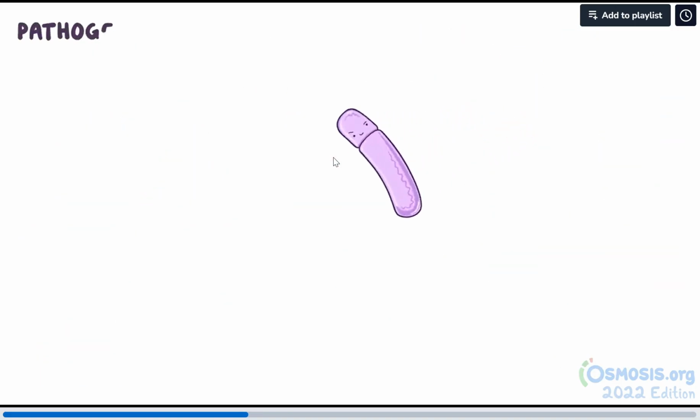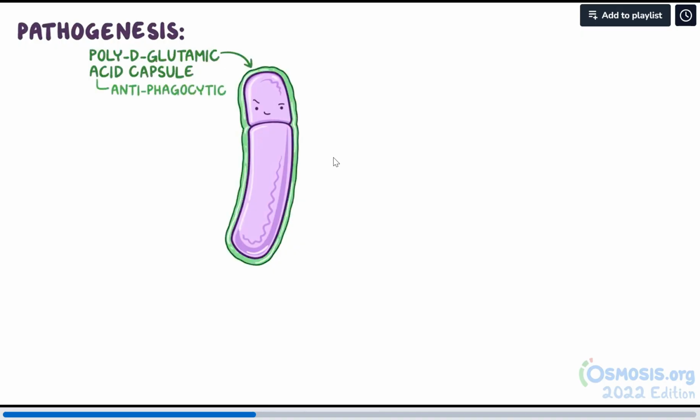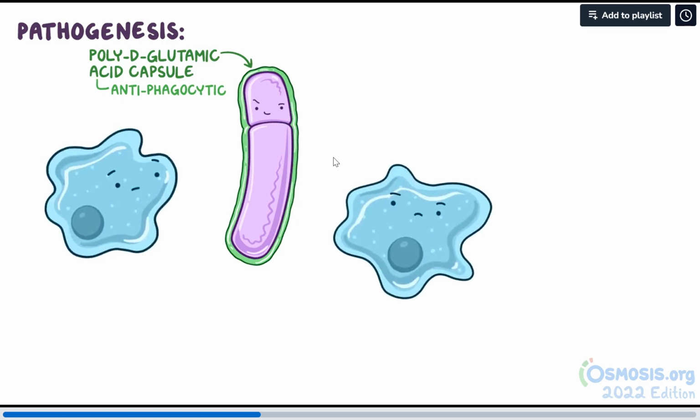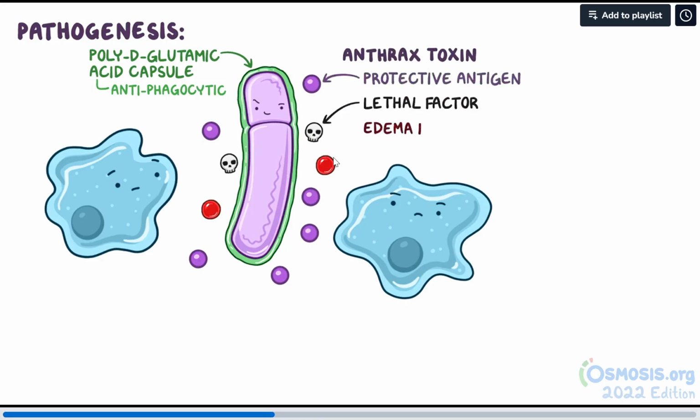Now, in terms of pathologies, first, the active form of the bacteria produces a poly-D-glutamic acid capsule that has antiphagocytic properties, so once it's released from the macrophage, it cannot be ingested by another macrophage again. Next, B. anthracis secretes an anthrax toxin, which is composed of 3 proteins: protective antigen, lethal factor, and edema factor.